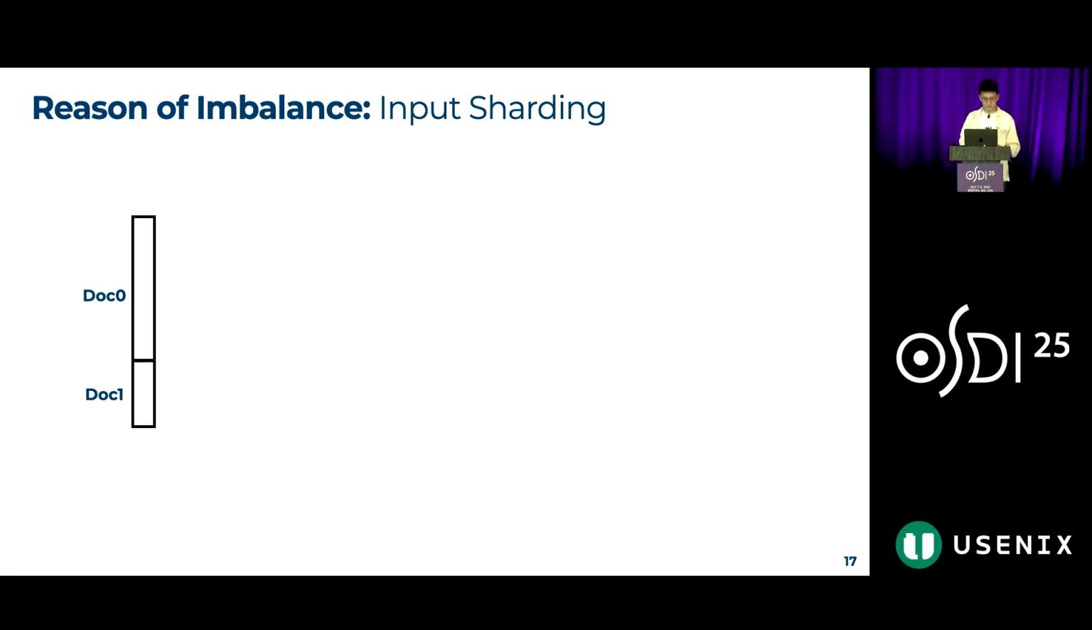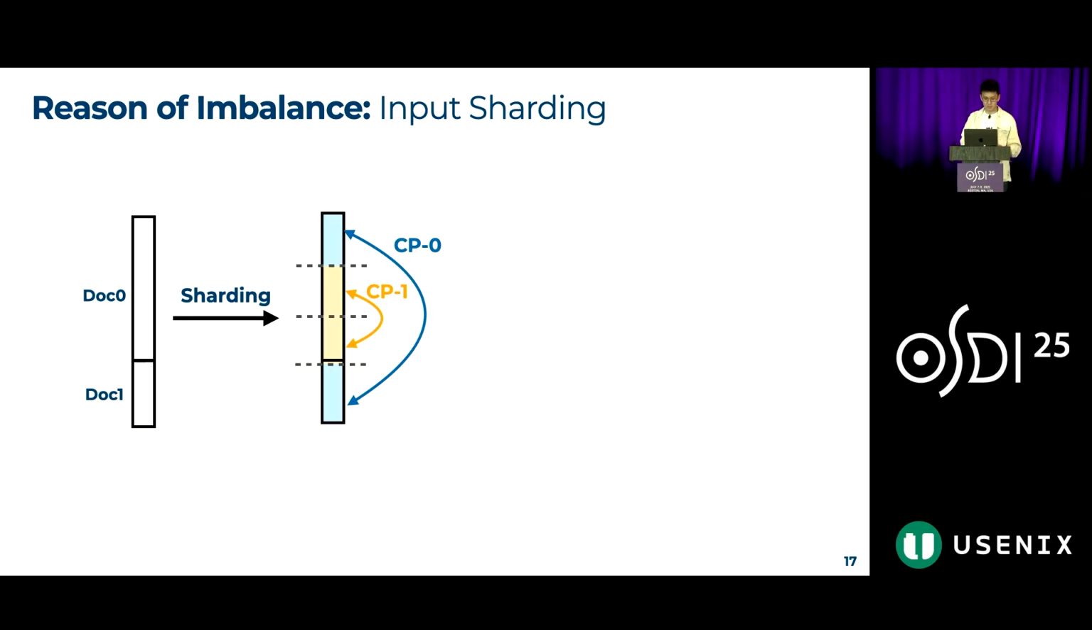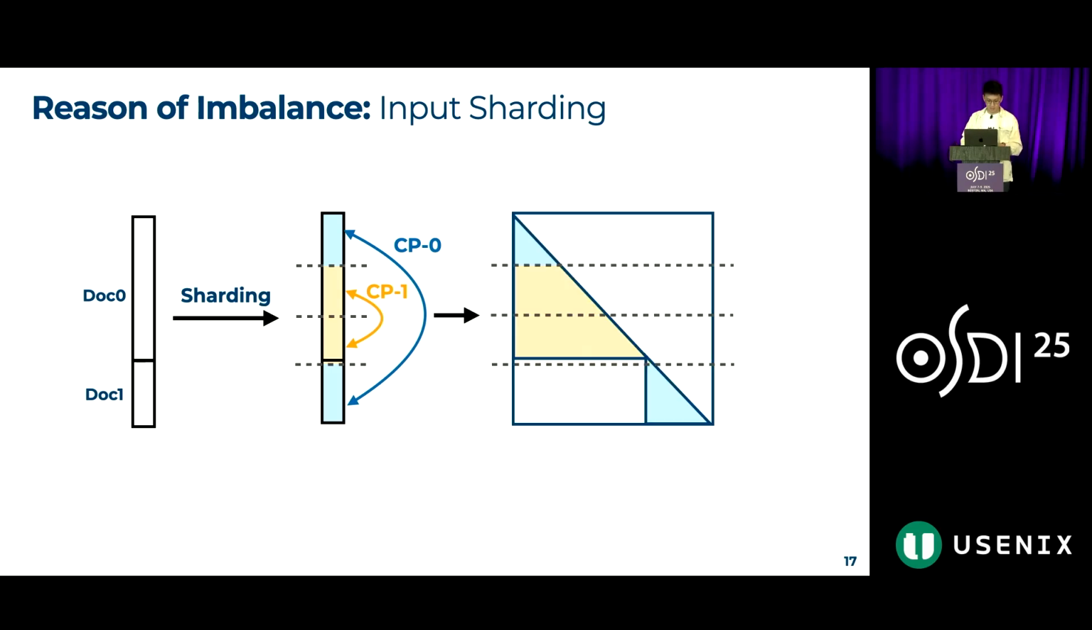At the CP level, the input macro batch will be sharded and distributed to different workers. Basically, it will be sharded into 2 times the CP size. Here we have 2 workers, so it will be partitioned into 4 shards, and each worker gets 2 of the shards. The attention computation workload corresponding to each worker is represented in the right part. As we can see, CP1 has a much heavier workload than CP0. This is the reason for the imbalance at the CP level.